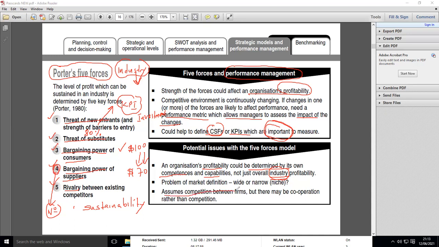It assumes competition between firms, but there may also be cooperation rather than competition. There's so much cooperation today. So be careful with the issue of competitive rivalry.